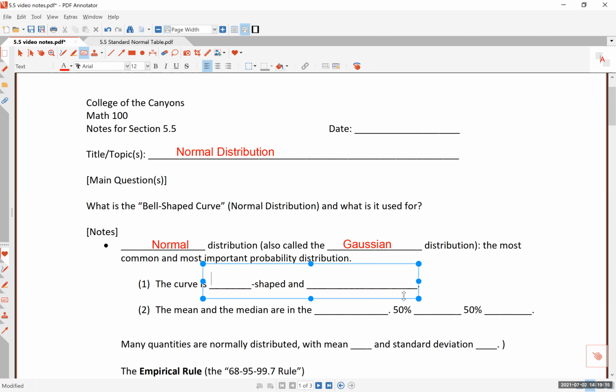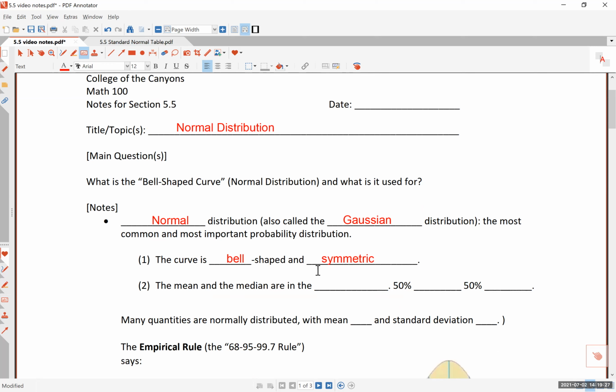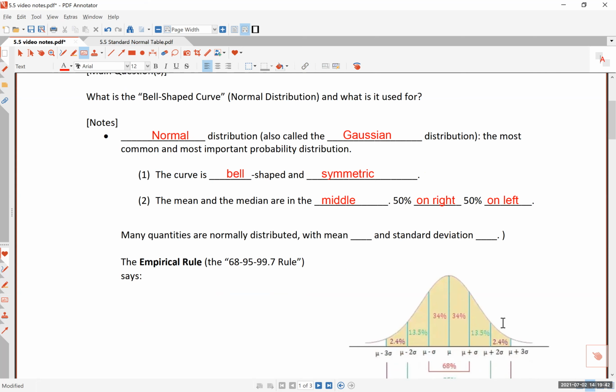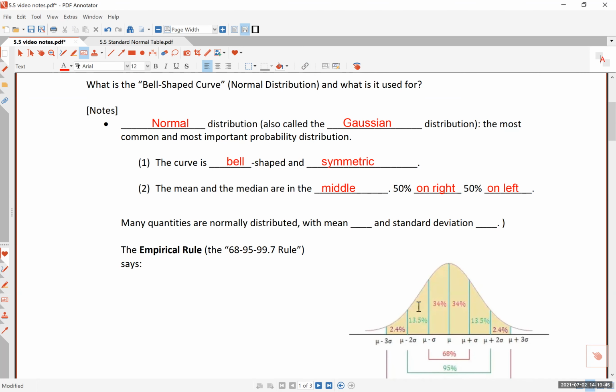All right, so the curve is bell-shaped. I don't have to say this again, but one important thing here, it's symmetric, which means the left and the right-hand sides look exactly the same. The mean and the median are in the middle, okay? And so that means 50% of the data are on the right and 50% are on the left-hand side of the middle line. What you're seeing now on the screen is a typical bell-shaped curve representing the normal distribution.